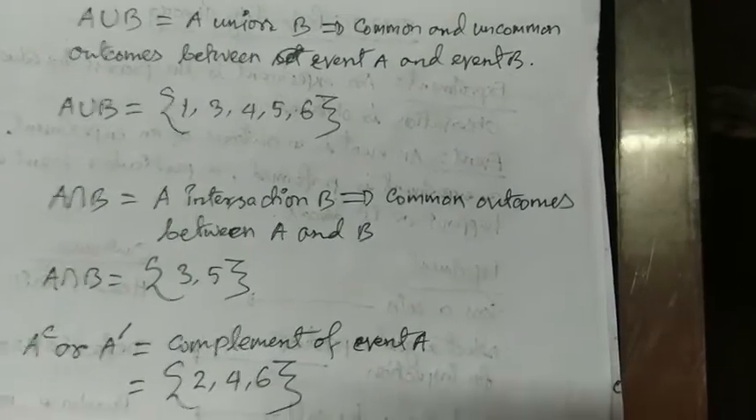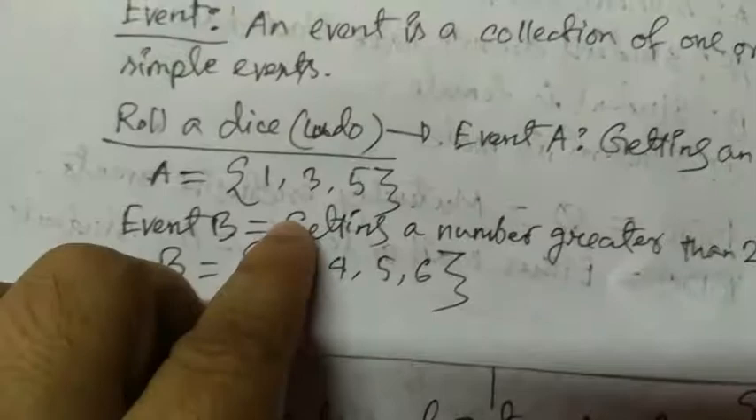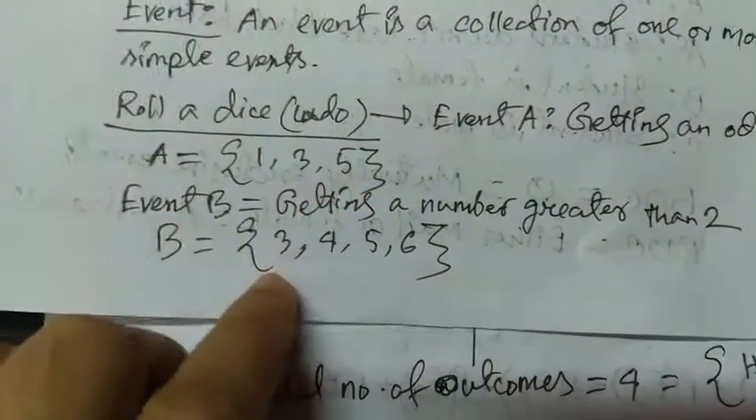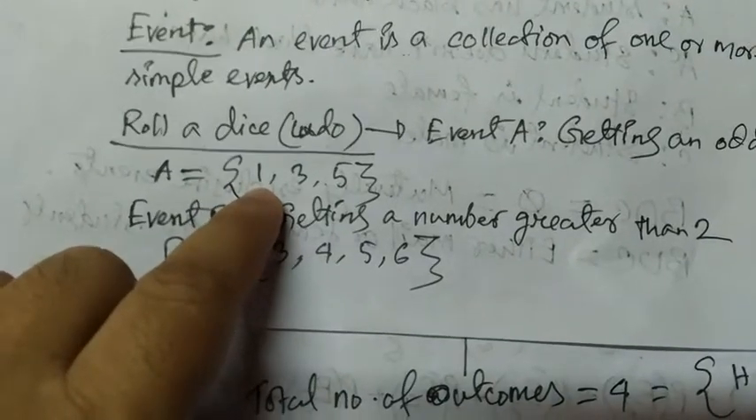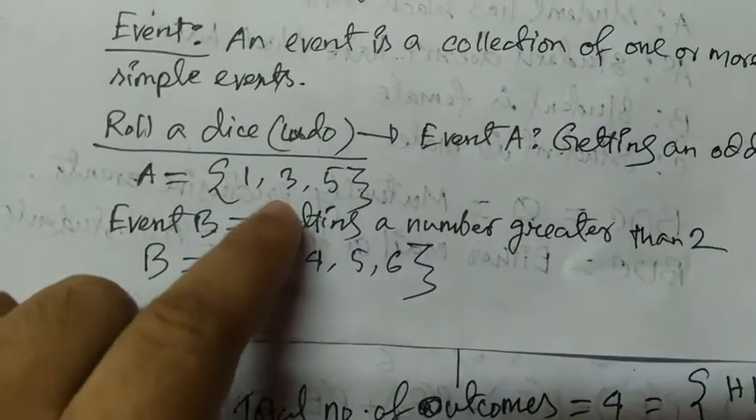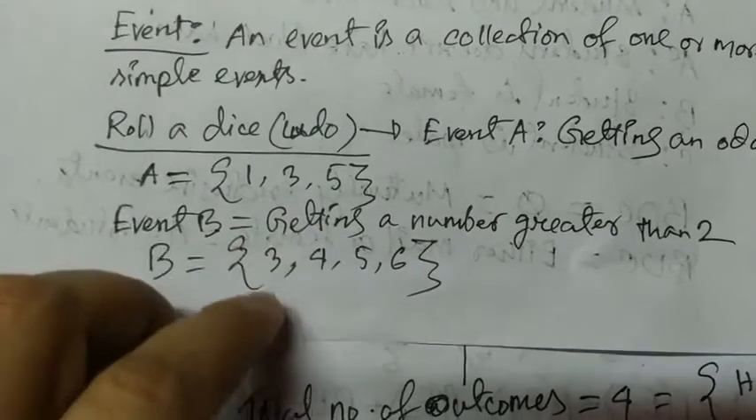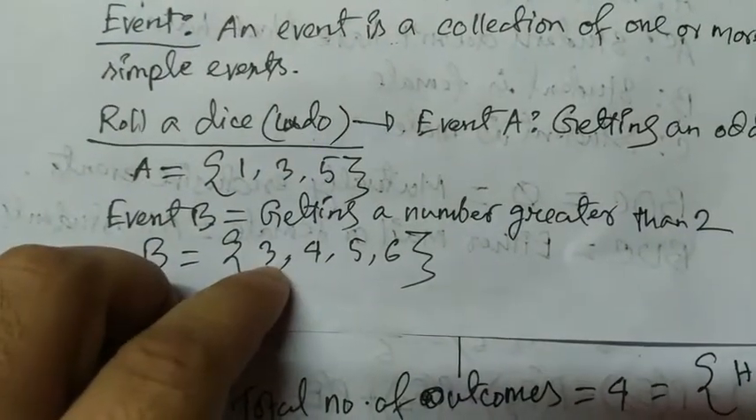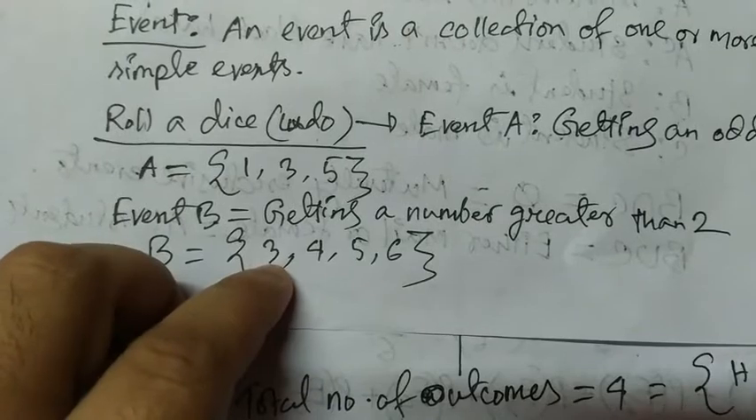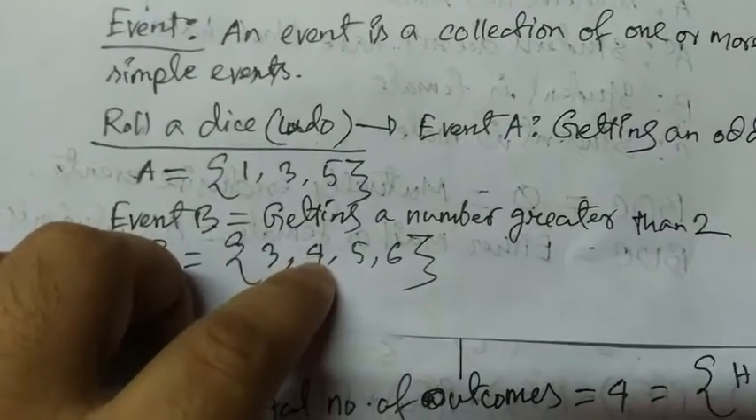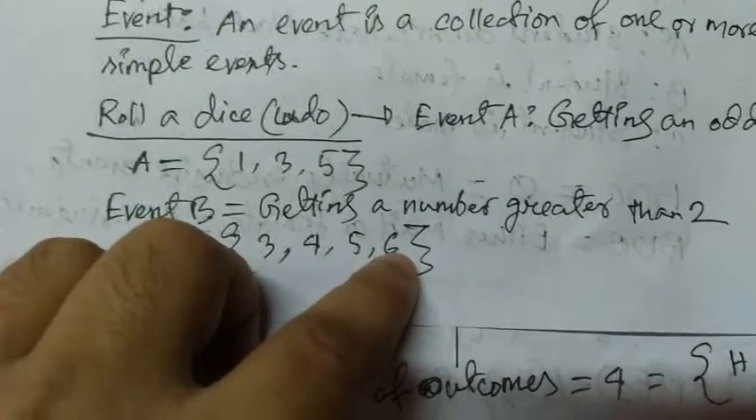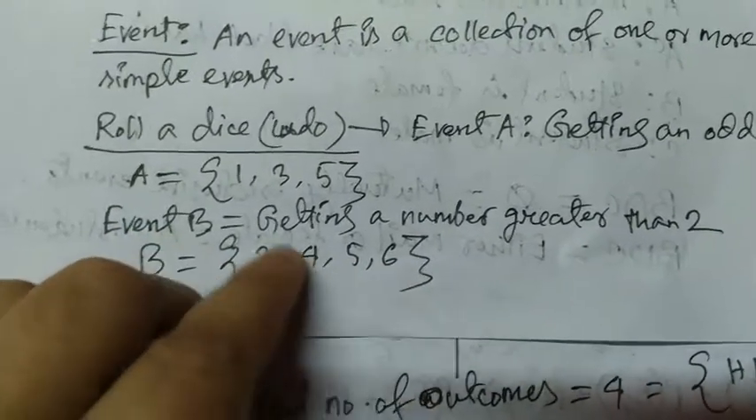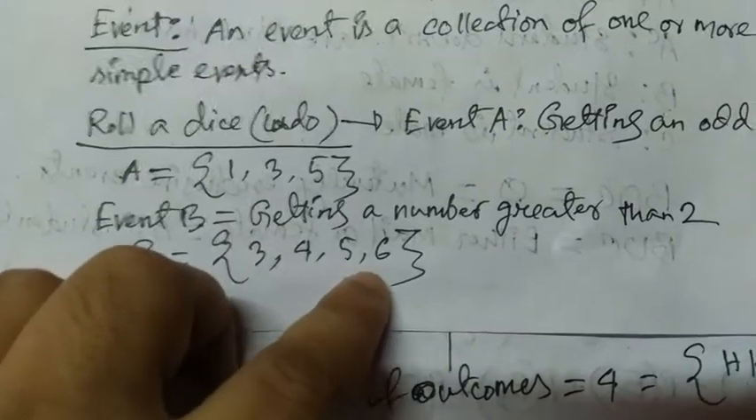So let us check what we have in event A and B. So this is event A. Event A we have 1, 3, 5. Event B we have 3, 4, 5, 6. Here 1 is uncommon, we will take it. 2 is not there, so we will not take it. 3 is common, so we will take this one. 4 is uncommon, we will also take it. 5 is common, we will take it. 6 is uncommon, we will take it. So we will have 1, 3, 4, 5, 6.